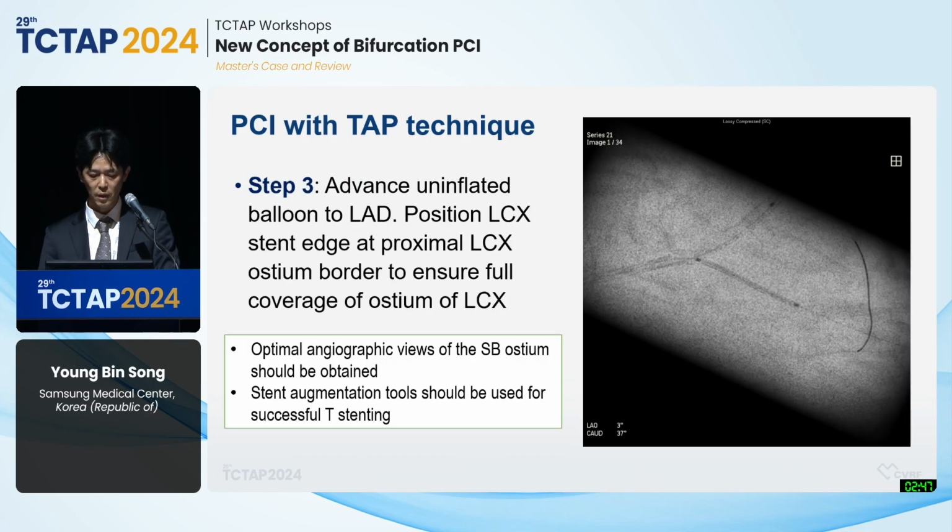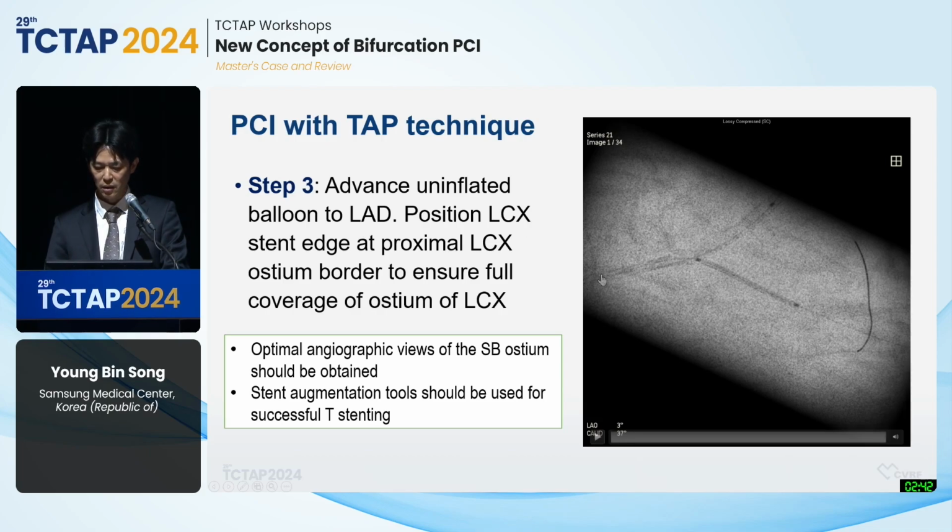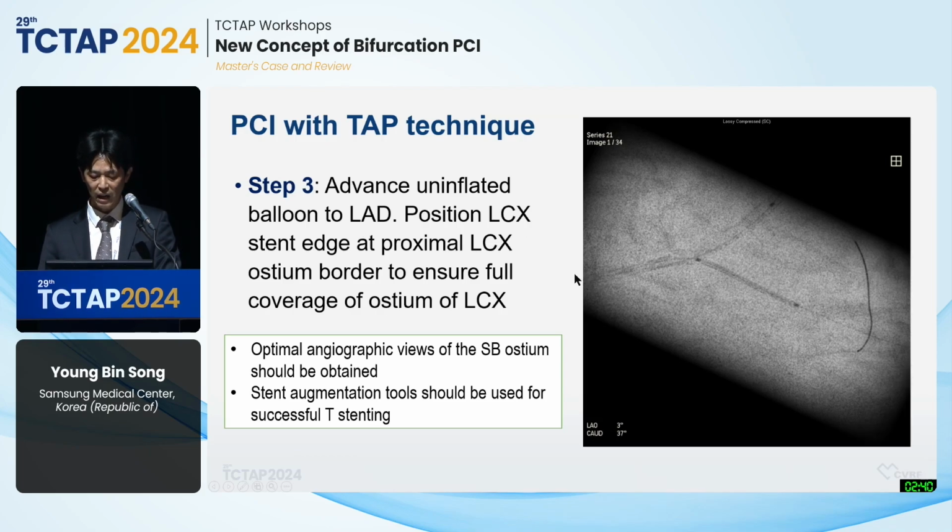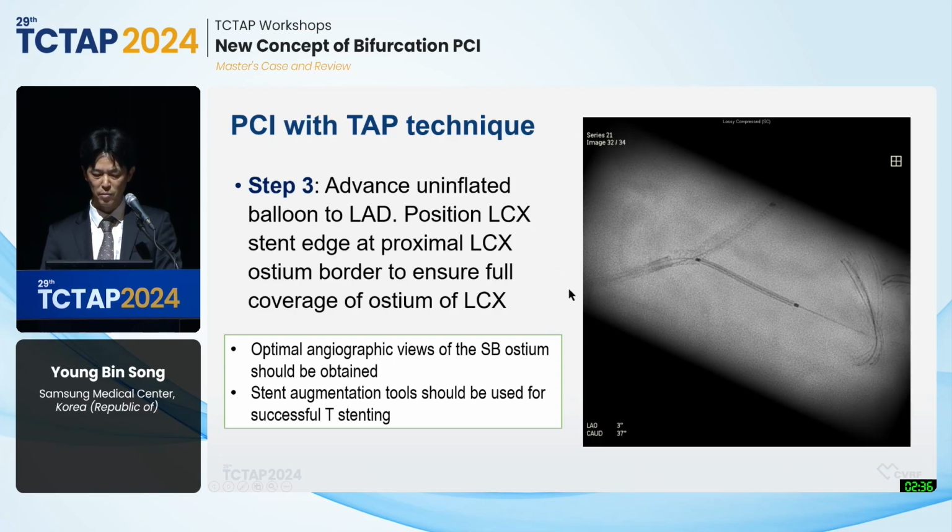performed. And advanced uninflated balloon to LAD, then carefully positioned circumflex stent edge at proximal circumflex ostium border to ensure full coverage of ostium of circumflex artery. In this step, optimal angiographic views of the side branch ostium should be obtained, and then stent augmentation tools are extremely helpful for successful TAP stenting.